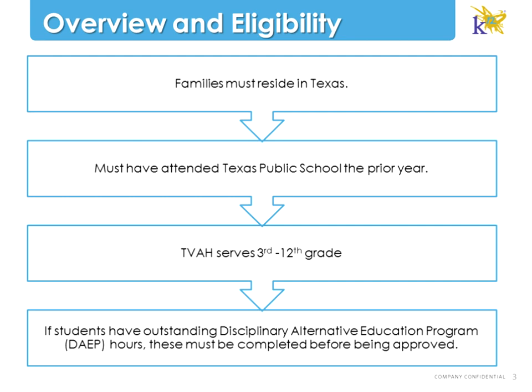Now, for all students that are enrolling into Texas Virtual Academy at Hallsville, families must reside in Texas. They must have attended a Texas public school the prior year. Texas Virtual Academy at Hallsville serves 3rd through 12th graders. Now, if your students have outstanding disciplinary alternative education program hours, these must be completed before being approved. And once they are completed, we will need to have that paperwork showing that they are completed.